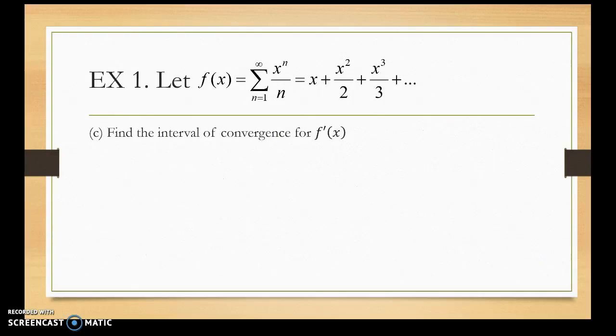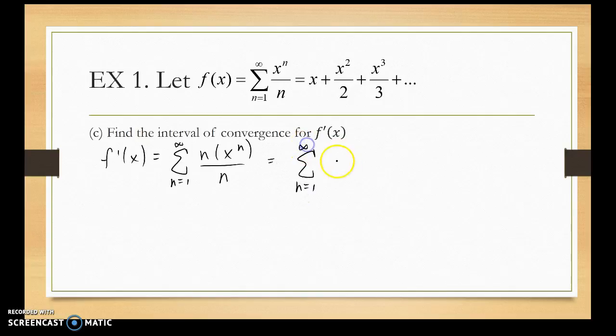All right, and then lastly, the interval of convergence for the derivative. So now f prime of x will be n times x to the n all over n, okay? And the n's will cancel. So now I just have x to the n.